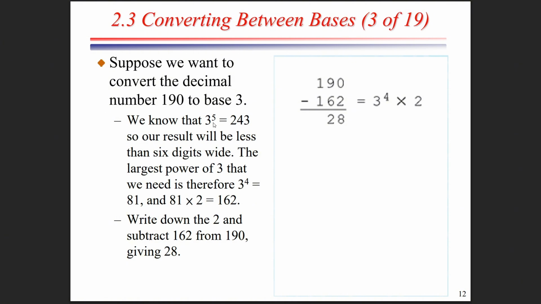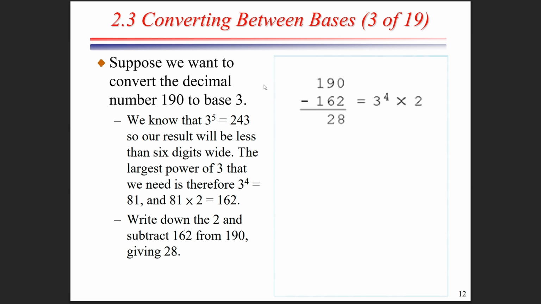First, we know that 3 to the power of 5 equals 243, so our result will be less than 6 digits wide. The largest power of 3 we need is therefore 3 to the power of 4, which equals 81. And 81 times 2 equals 162. Write down the 2 and subtract 162 from 190, giving 28.